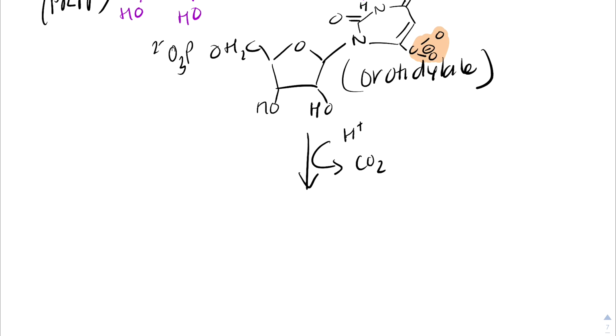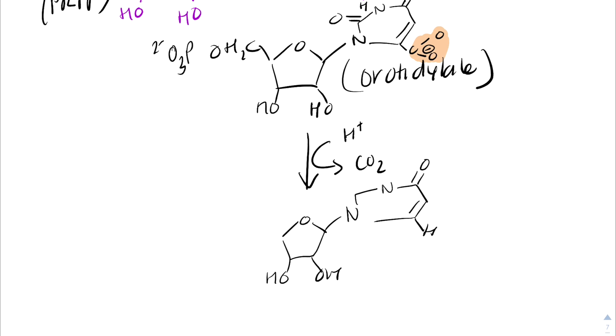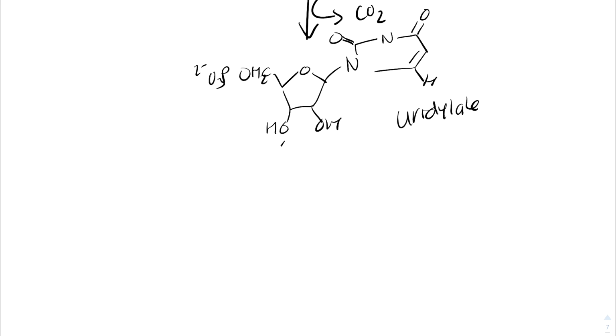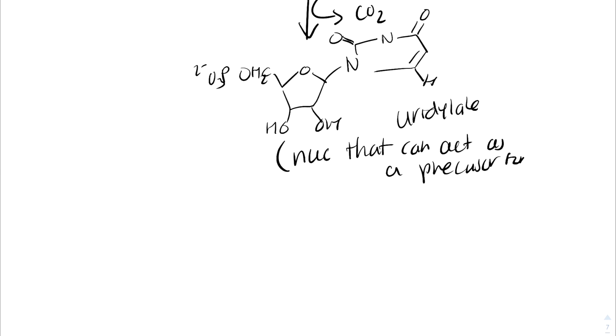And you would get, so my structures are very ugly, but I have the right amount of carbons and elements needed, so I apologize for that. And now you have uridylate. So now this is a nucleotide that can act as a precursor for RNA.